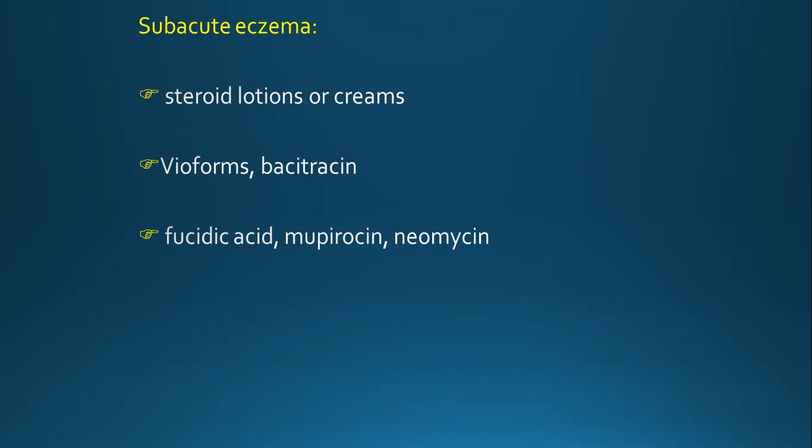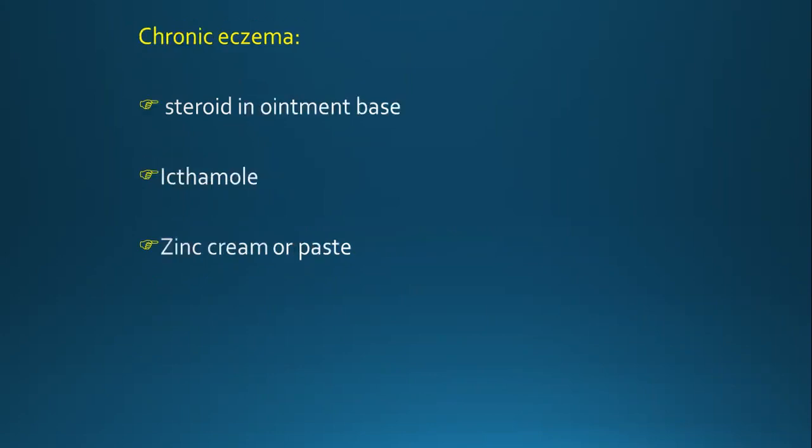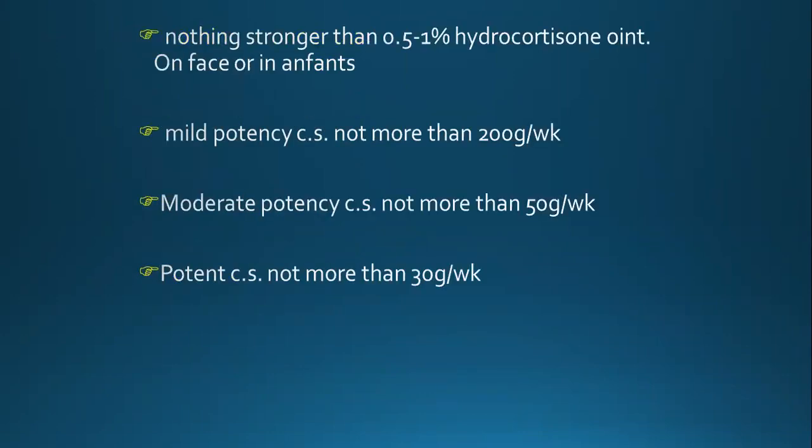Then for bacteria, bacitracin, fusidic acid, mupirocin, neomycin as needed. The chronic eczema has steroid in an ointment base, ichthammol, zinc and coal tar based. Nothing stronger than 0.5 to 1 milligram for infants or children. Mild potency, then moderate potency, and the potent.